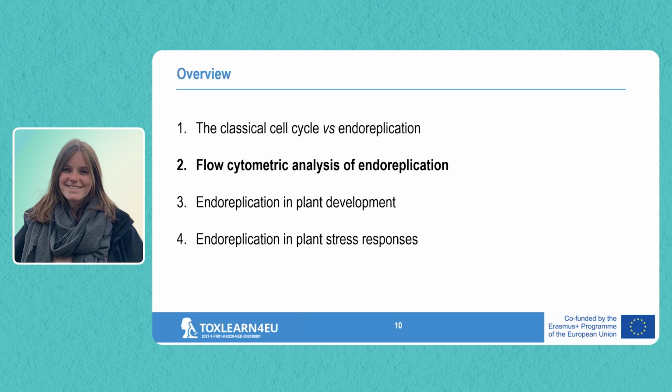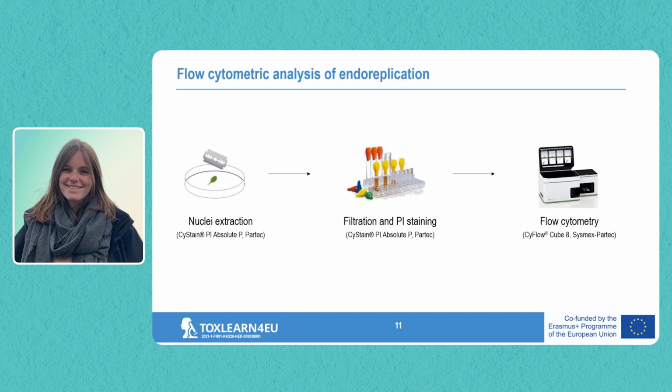Now, of course, we are talking about flow cytometry today. So now the question is, how can you analyze endoreplication using this technique? And here you can see a brief overview of what we typically do in the lab. So we measure endoreplication generally in individual leaves of our Arabidopsis plants. I will show you later why.